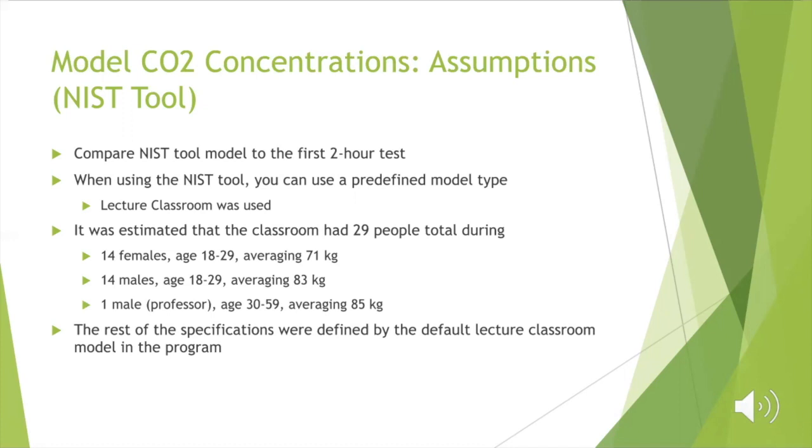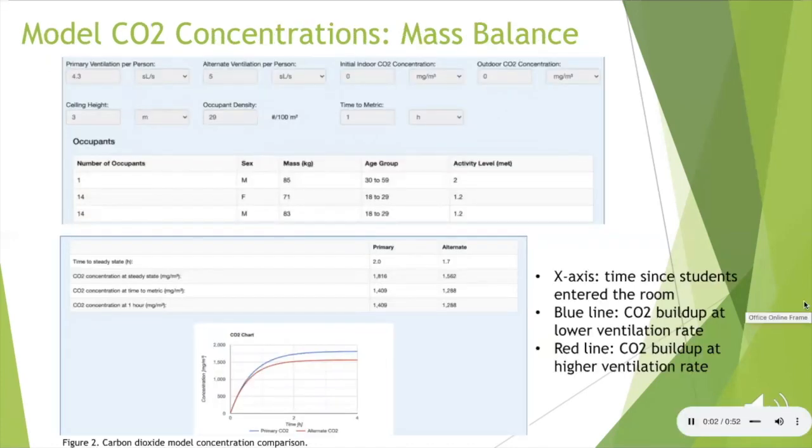As you can see on this slide, the graphical output from the program is shown, as well as some of the program input factors, including ventilation per person, as well as the initial indoor and outdoor CO2 concentrations, which are at 0. You can also see the ceiling height set at 3 meters and a time metric, which we tried to keep consistent with our first 2-hour test.